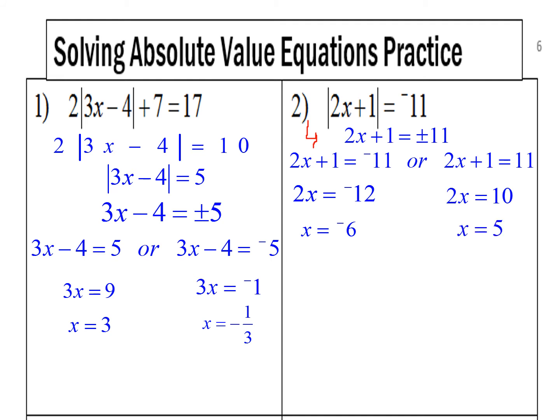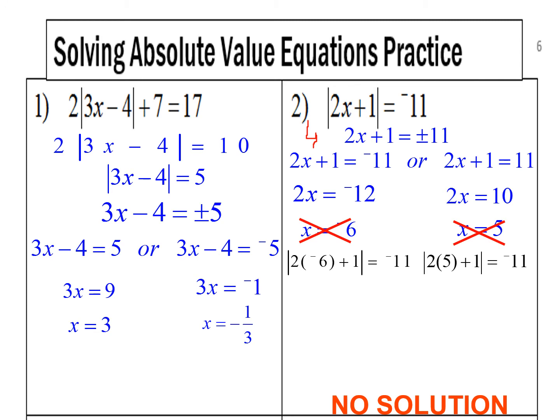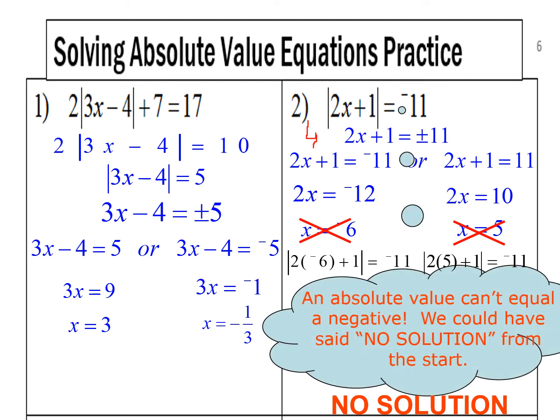2x plus 1 is equal to 11. Subtract 1 on each side, we get 2x is equal to 10, and divide by 2, we get x is equal to 5. We plug it back in. Oh, and it doesn't work. We plug it back in, and it doesn't work. What happened? No solution. So no matter what we put in, it's not going to work.